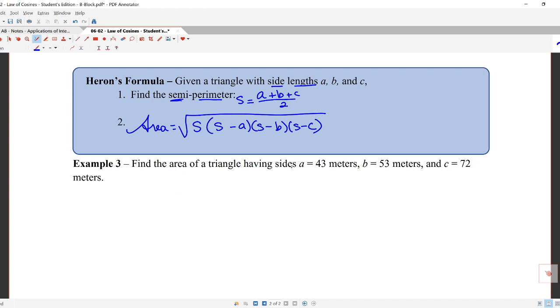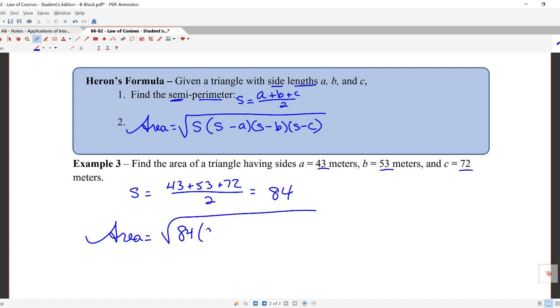But in this case here, we have the three sides. And so I'm going to find the semi-perimeter by adding 43, 53, and 72, dividing that all by 2, and we get 84. Once we do that, the area is going to be the square root of 84 times 84 minus 43 times 84 minus 53 times 84 minus 72, and that comes out to be 1,131.89 meters squared, or square meters.